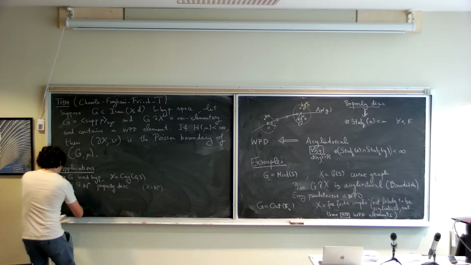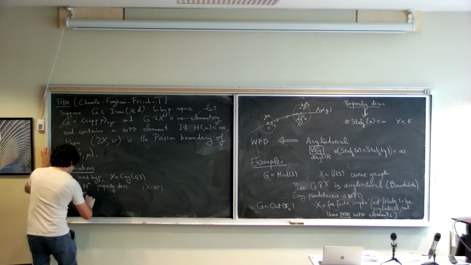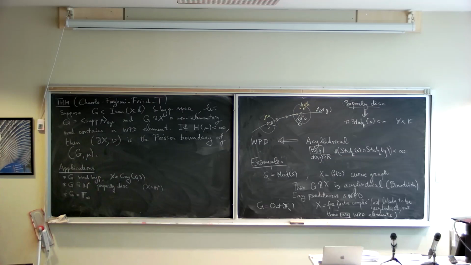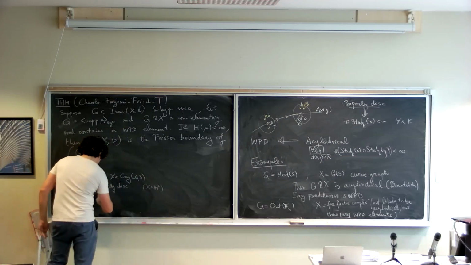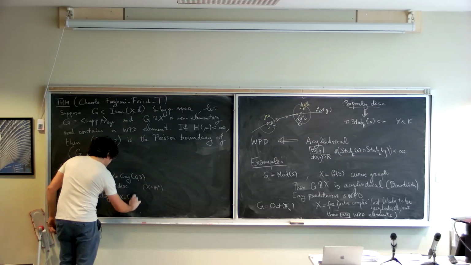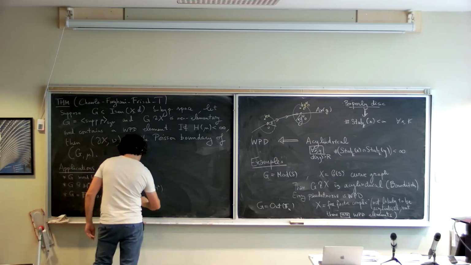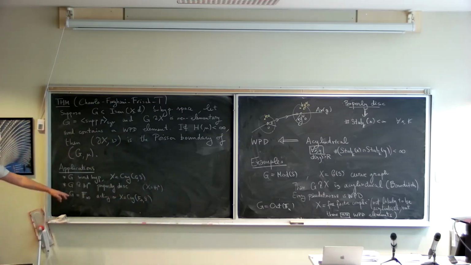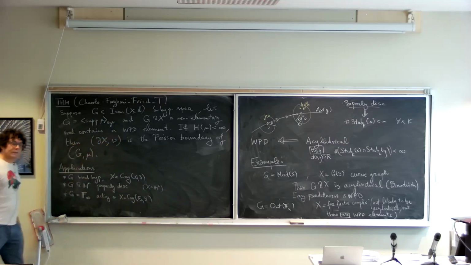There are other interesting examples. G is the free group of countably many generators acting on its Cayley graph. This is an infinitely generated group, so the Cayley graph is an infinite graph. It's an infinite tree. But the action turns out to be WPD. This is a nice exercise actually.